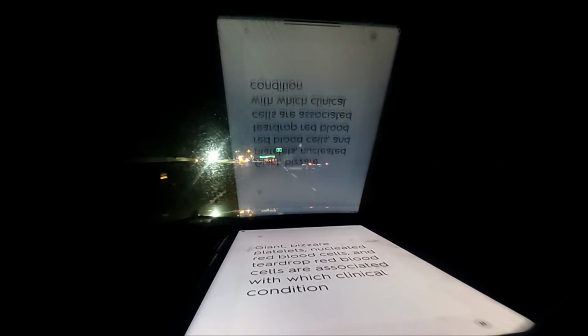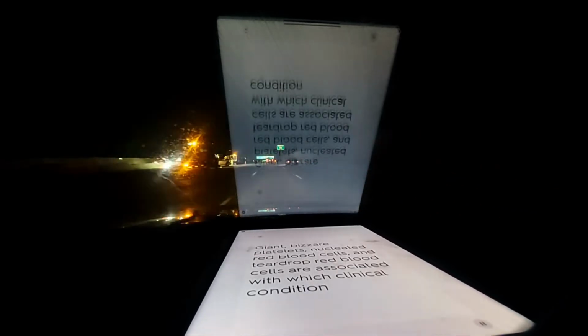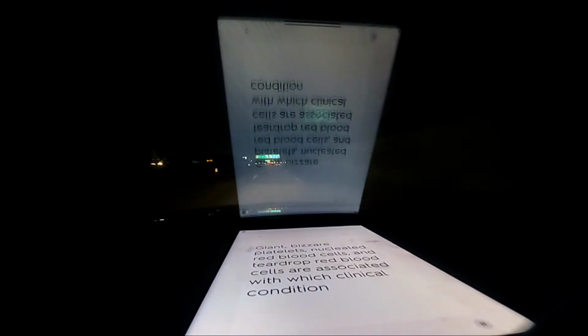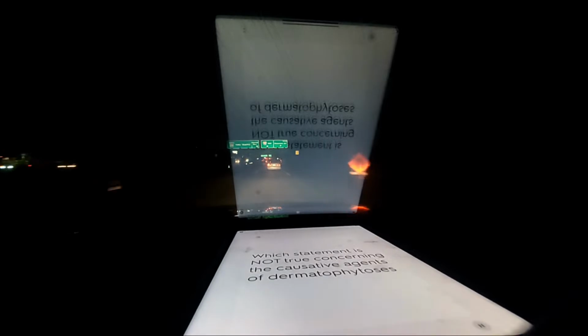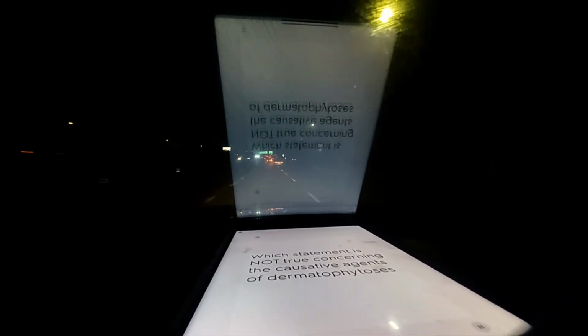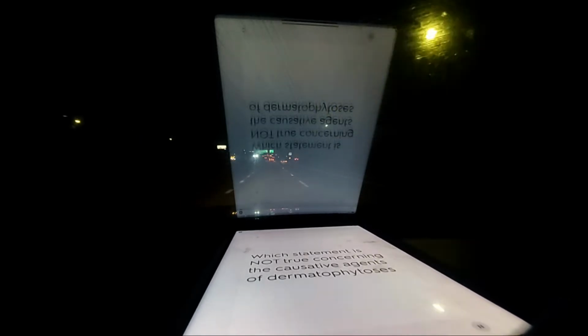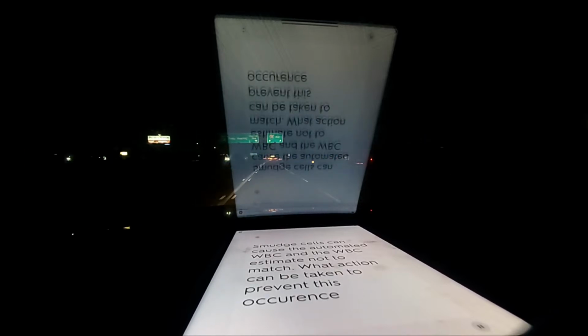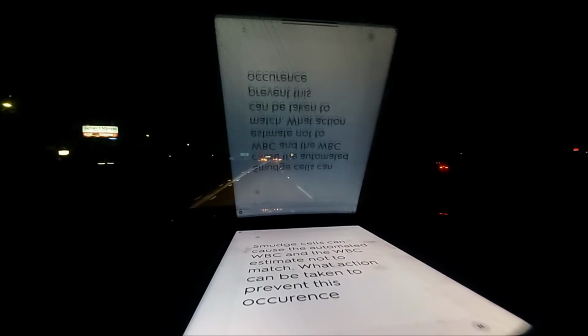Giant bizarre platelets, nucleated red blood cells, and teardrop red blood cells are associated with which clinical condition? Myelofibrosis. Which statement is not true concerning the causative agents of dermatophytoses? Trichophyton rubrum has cleft-shaped macroconidia. Smudge cells can cause the automated WBC and the WBC estimate not to match.